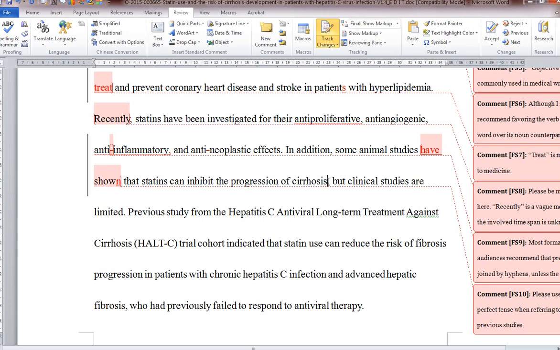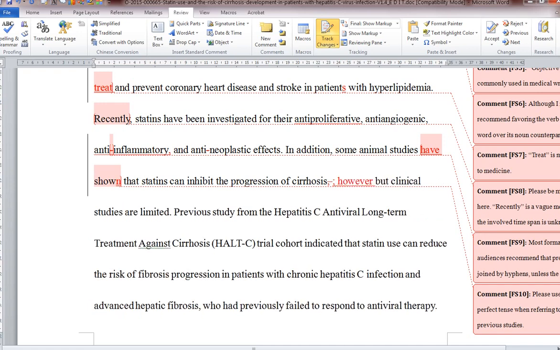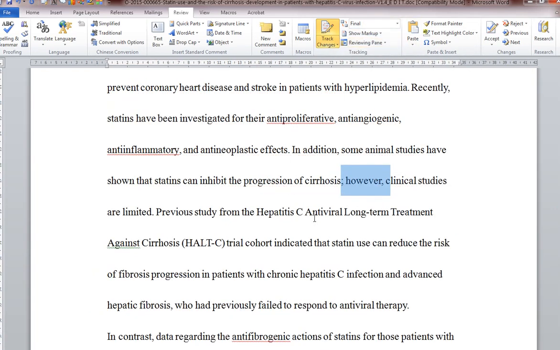Sometimes we might change this to, however. Let you take a look at that. It's not a necessary change, but the word however is frequently used in abstracts and introductions to establish a knowledge gap. Okay, however, clinical studies are limited. Okay.